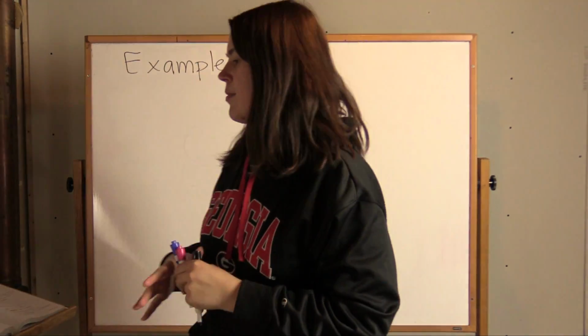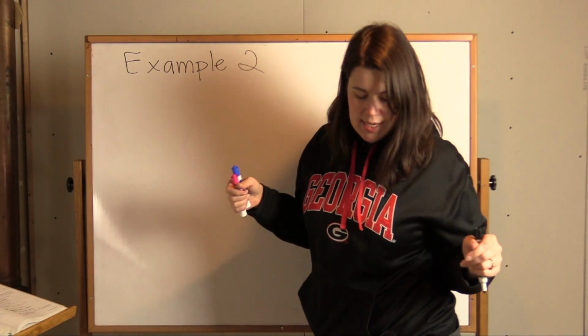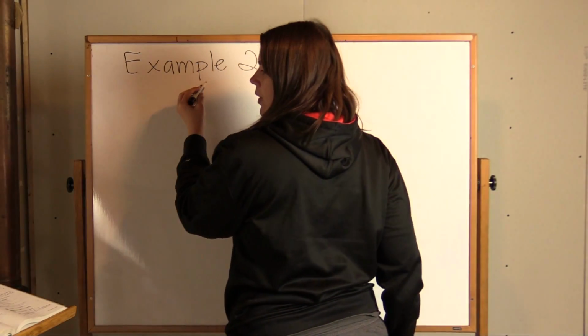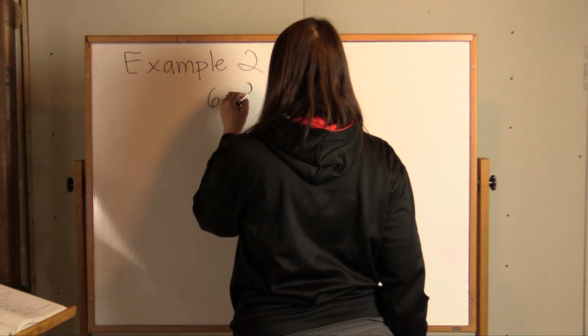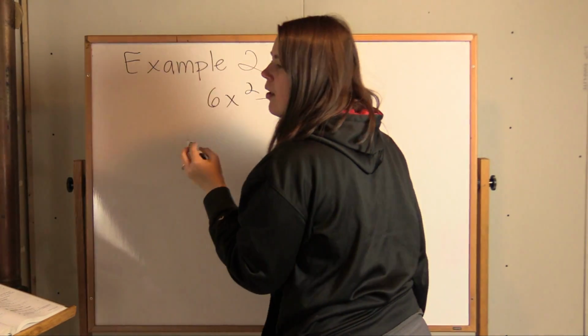Okay, so moving on to example 2. We are still working with the same strategy, but notice the signs are different now. So we have 6x squared minus 13x plus 7.